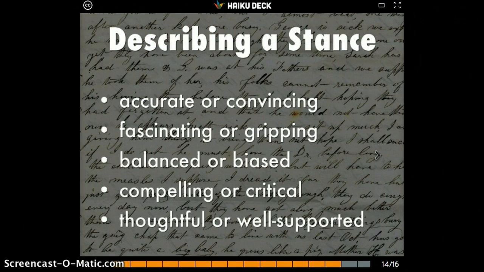Does the author do this in an accurate or a convincing way? Is his writing fascinating or gripping? Is he balanced and objective, or is he biased and one-sided? Does he make a compelling article, or is he critical of the practice of product placement and advergaming? Is he thoughtful or well supported, or is he obvious and unsupported? These are the different kinds of vocabulary you can use when describing a stance.